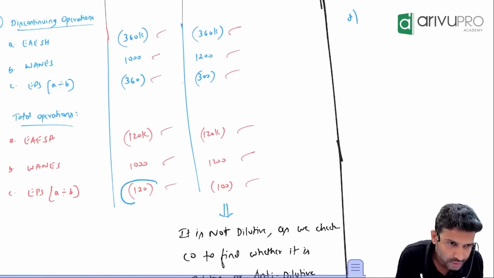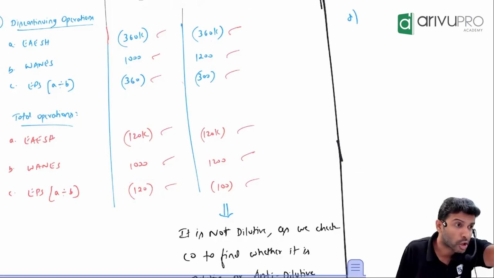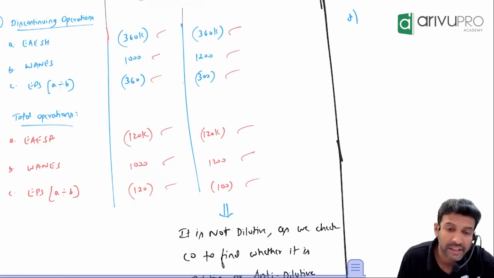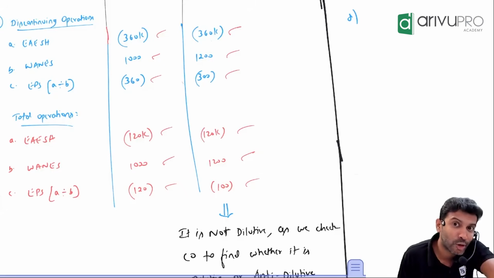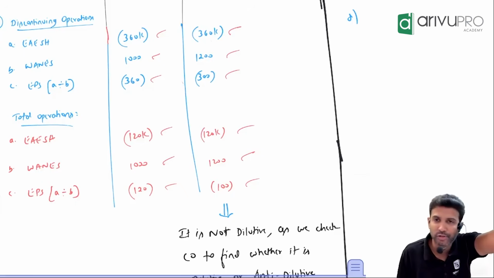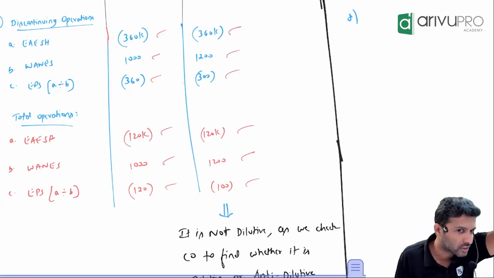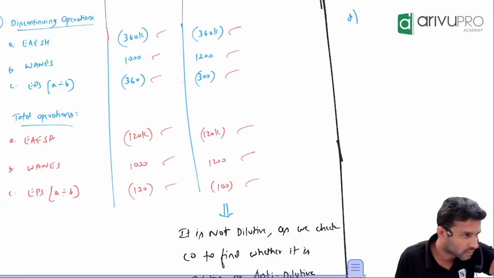Carefully observe this and tell me. This is loss. Basic EPS is negative 120, but diluted is negative 100. Loss is reducing. Loss is getting reduced means dilutive or anti-dilutive? Anti-dilutive. Everyone is clear with this? Anti-dilutive EPS, we report or don't report? Don't report. That's a provision.